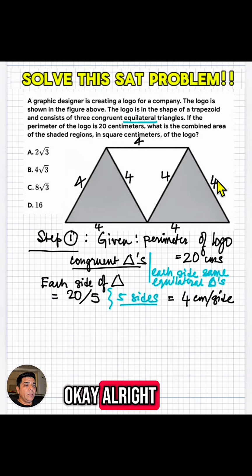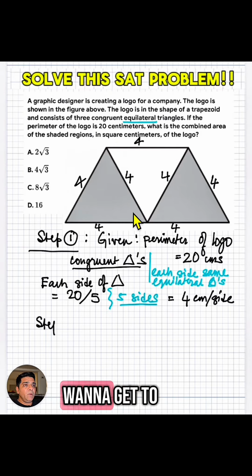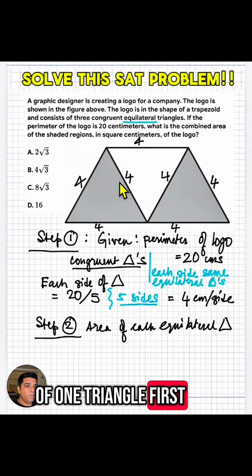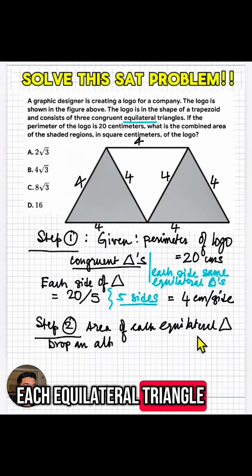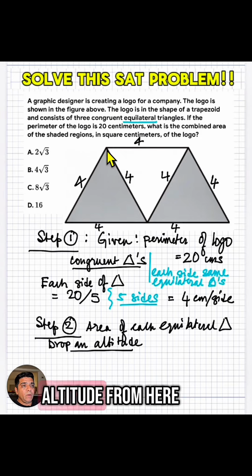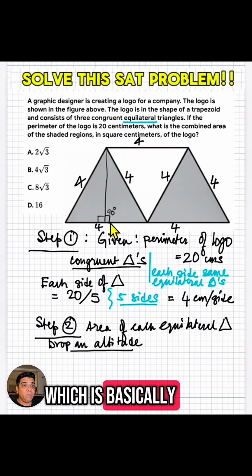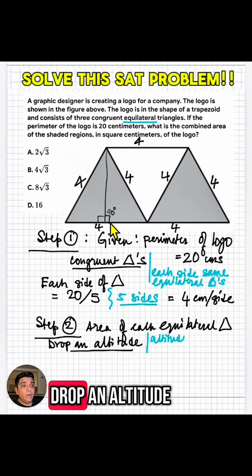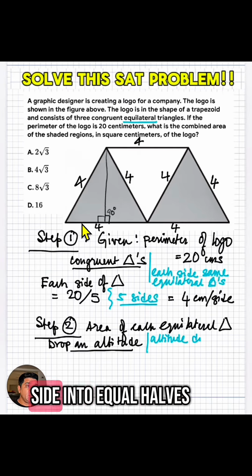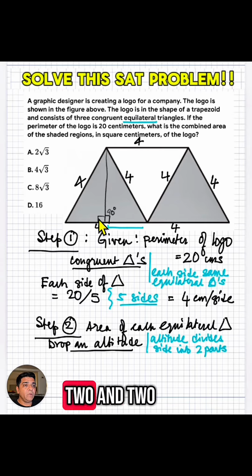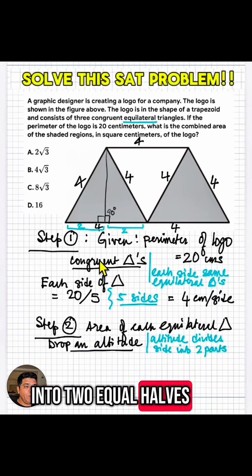All right. So we basically want to get the area of the shaded regions, which means we need to get the area of one triangle first. So the area of each equilateral triangle. In order to do that, we're going to drop an altitude from here to the side of the equilateral triangle, which makes 90 degrees. Now, when you drop an altitude in an equilateral triangle, it divides the side into equal halves. So if this was 4, this half is 2, and 2. It divides it into 2 equal halves.